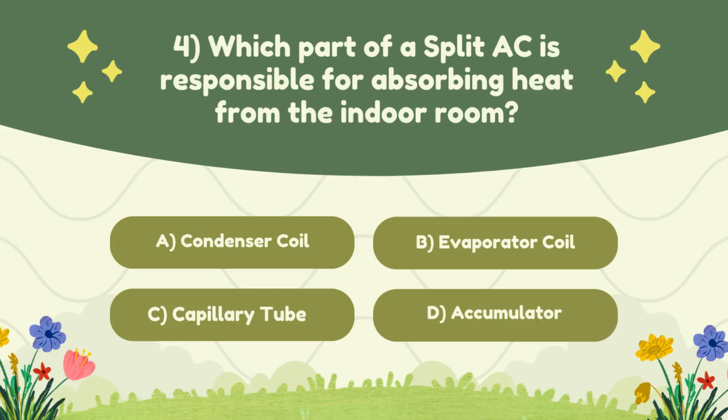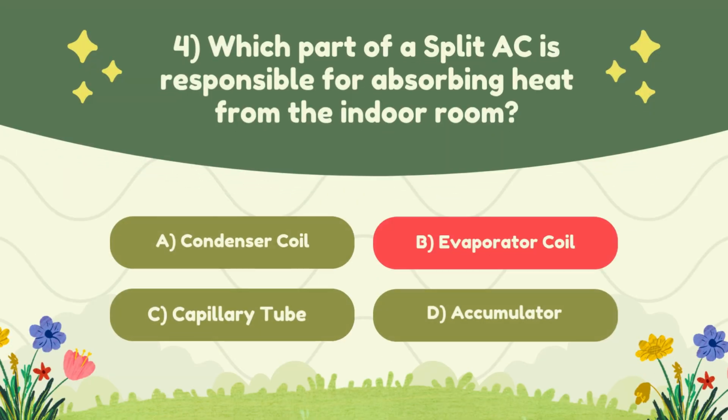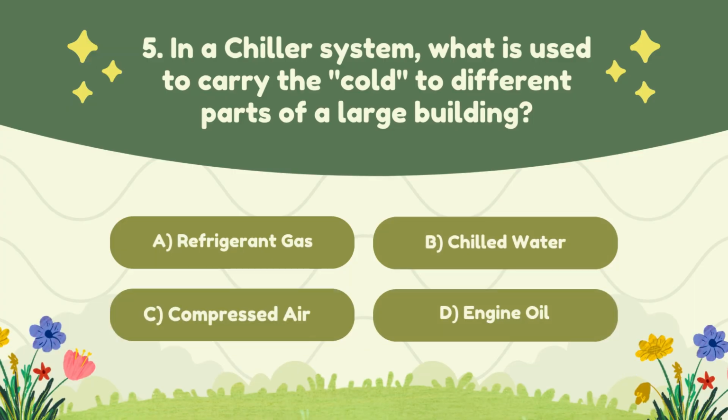4. Which part of a split AC is responsible for absorbing heat from the indoor room? A. Condenser coil. B. Evaporator coil. C. Capillary tube. D. Accumulator. Let's see the answer. B. Evaporator coil.